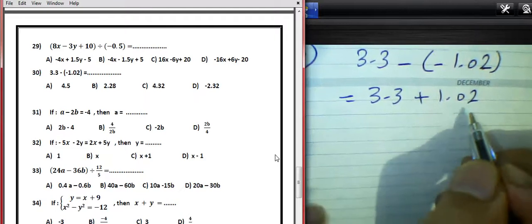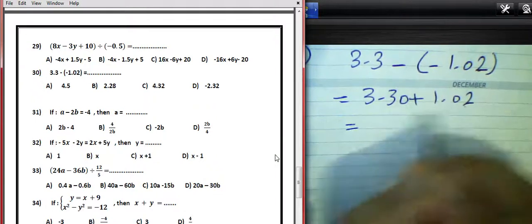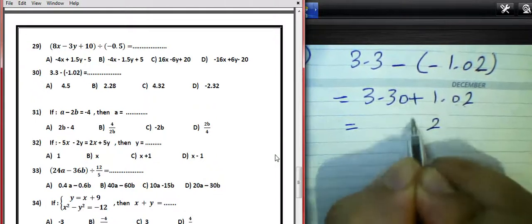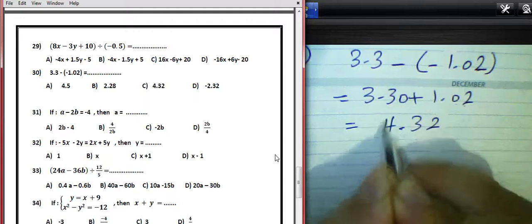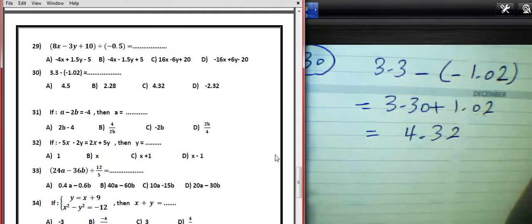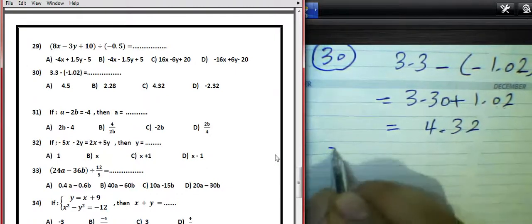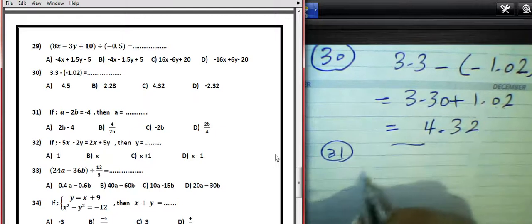equals, we must align the decimal places, right? 0 here on the right hand side, so 2 plus 0 equals 2, 0 plus 3 equals 3, 1 plus 3 equals 4, so the result will be 4.32 in hundredths. It's okay, letter C. We must choose letter C for question 30. And what about question 31?